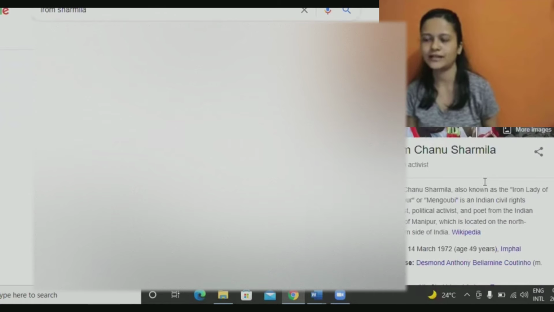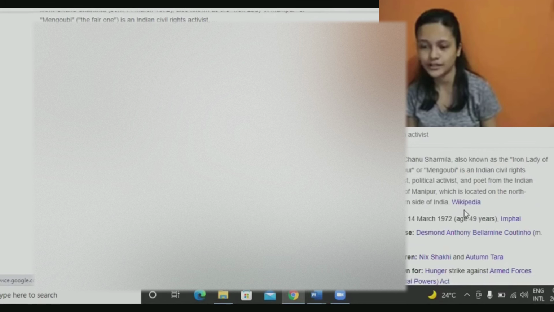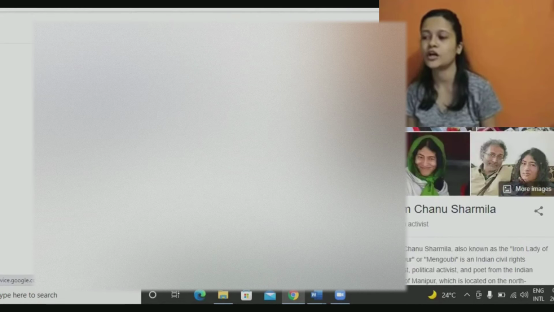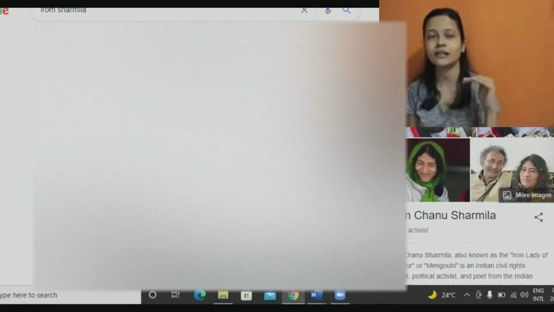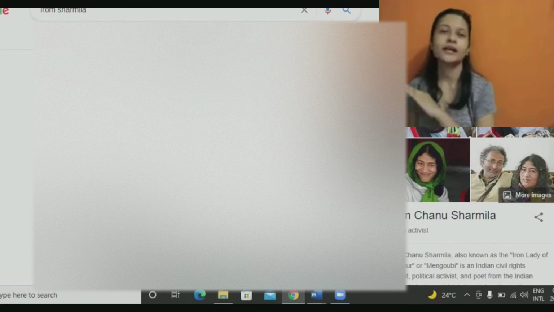Actually, there is a law called the Armed Forces Special Powers Act. That is a very bad law. It is applicable in Manipur, and she was protesting that this law should be removed. For that, she went on a hunger strike for years altogether, a 16-year fast. For 16 years she was not eating anything. She said, in this hunger strike I will die until and unless this law is removed. Now, the question was, what is this law doing to you? This law is not doing any bad to you as such.